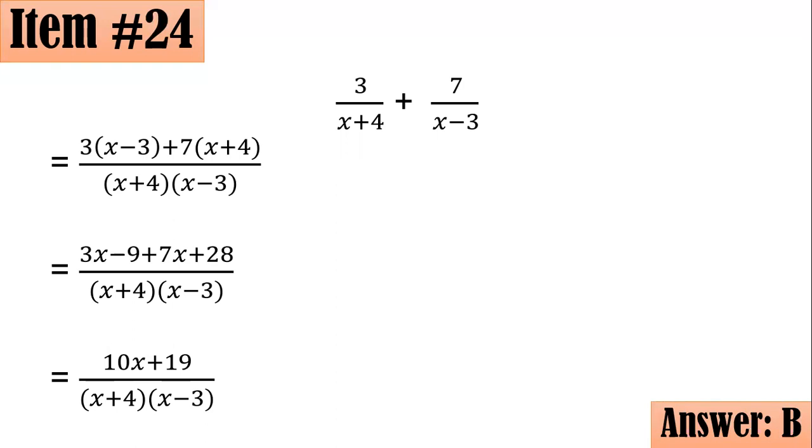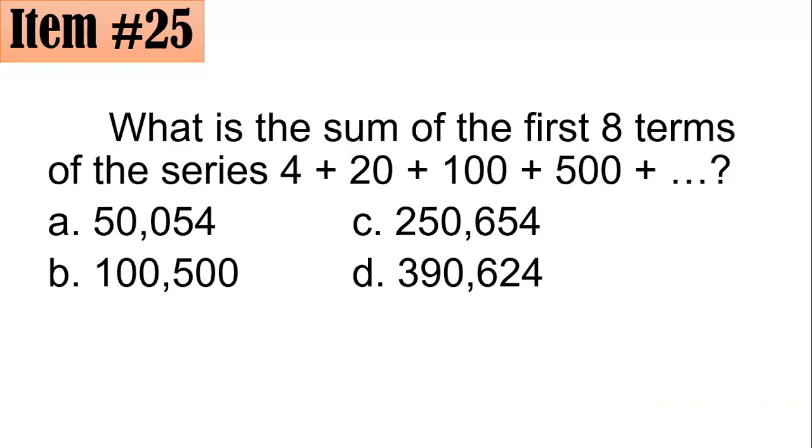All right. 25. What is the sum of the first 8 terms of the series 4 + 20 + 100 + 500 and so on? First 8 terms only. Which of these do you think is the correct answer? You could see that to get the next term, you multiply by 5. 4 times 5, 20. 20 times 5, 100. 100 times 5, 500, and so on. So this is a geometric series.